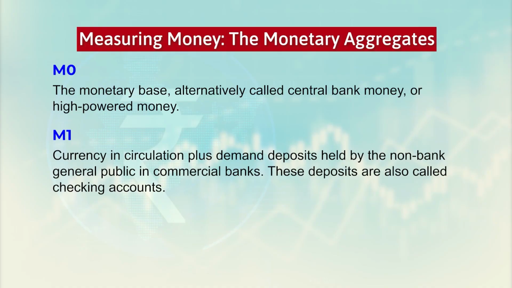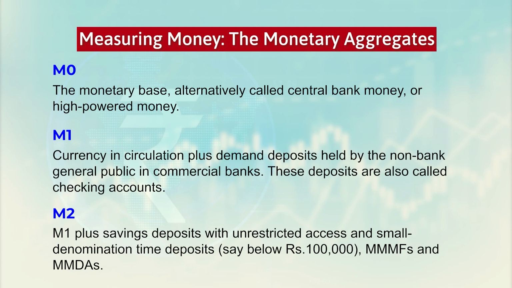These deposits are also called checking accounts. Don't confuse with the word checking accounts. This check means cheque. You can write a cheque and draw money if needed. So M0 and M1 together are called the narrow money. And then comes the broad money. Broad money is M2. So if I add savings deposit with unrestricted access that we all have in bank accounts, along with small denomination time deposit, meaning fixed deposits. Mind it is the small denomination time deposit. If we add all these things with M0 and M1, what we get is M2, and then comes M3.